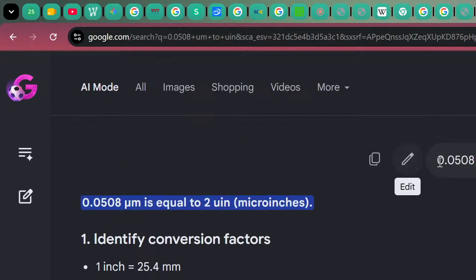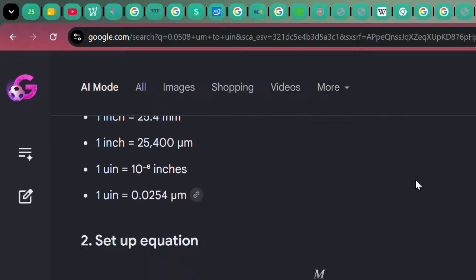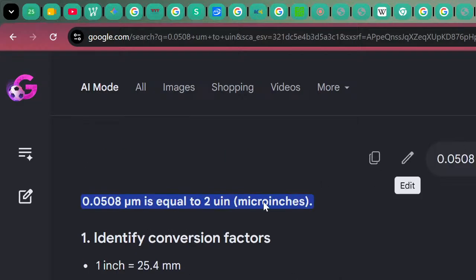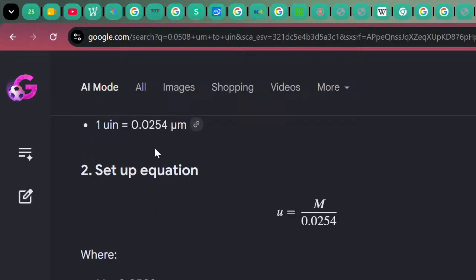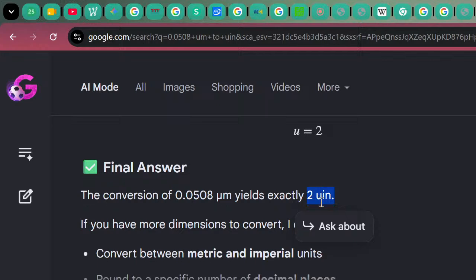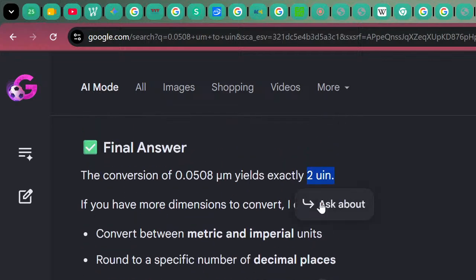Then this much of micrometer equal to how many micro inches? So that means 0.0508 into 1 by 0.0254. You need to divide by this number 0.0254, then you will get it in micro inches. So from that you got 2 micro inches. Next, what's the upper threshold, the max threshold value that I told? The upper one is 0.2032.